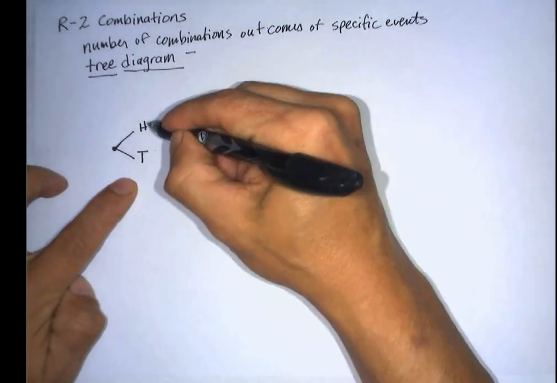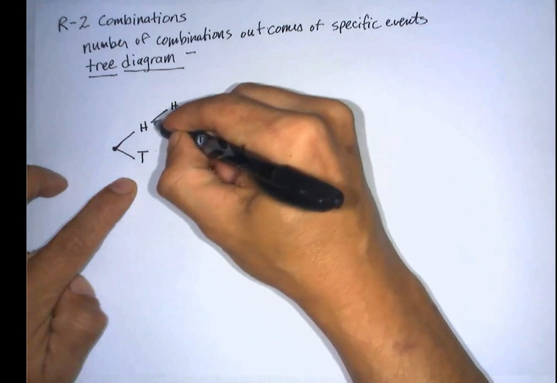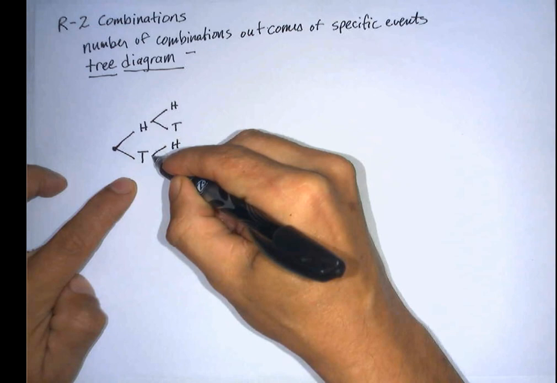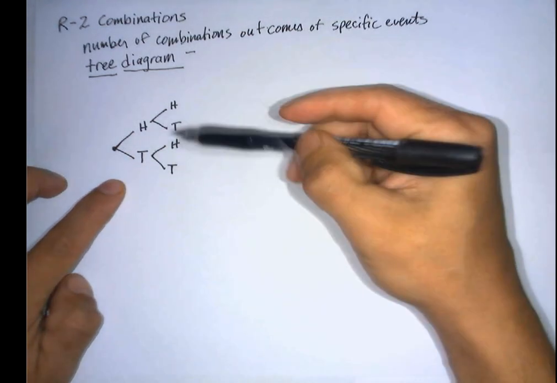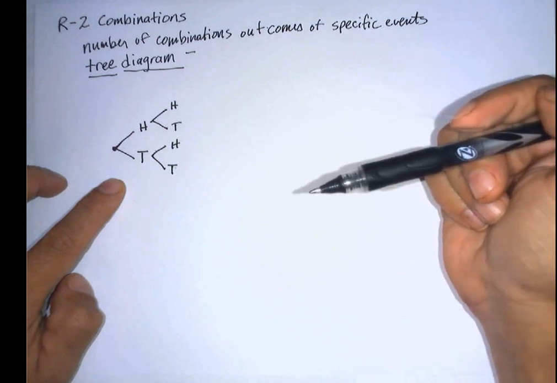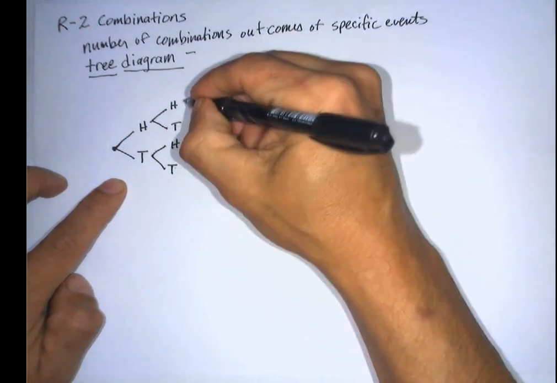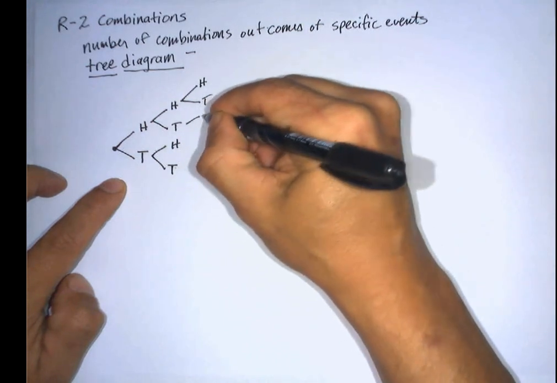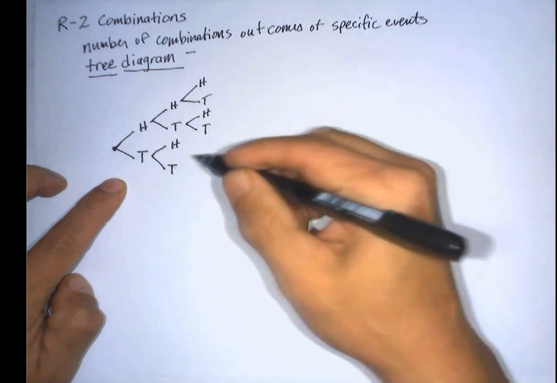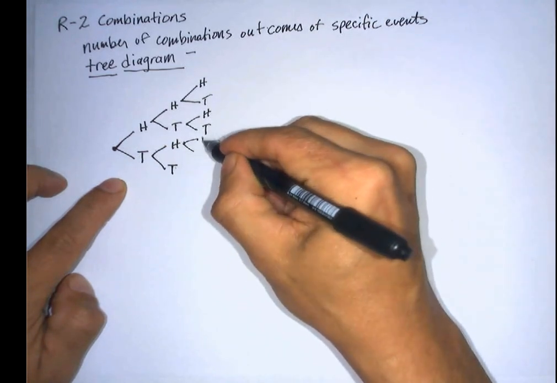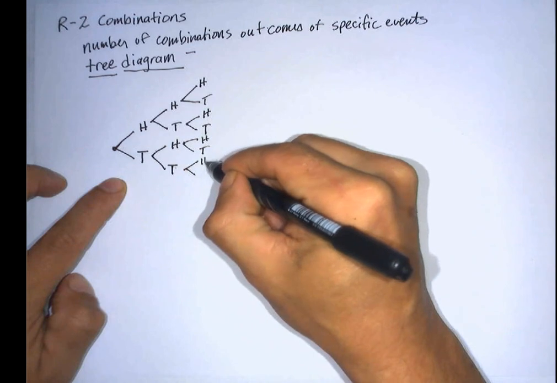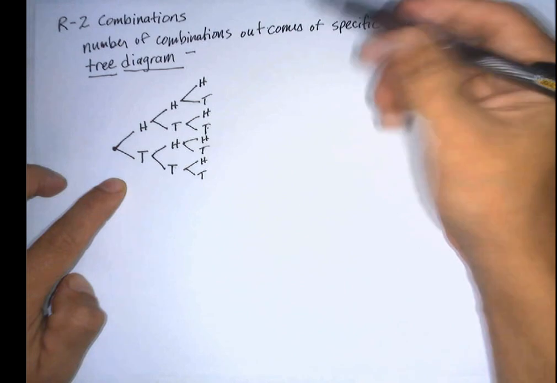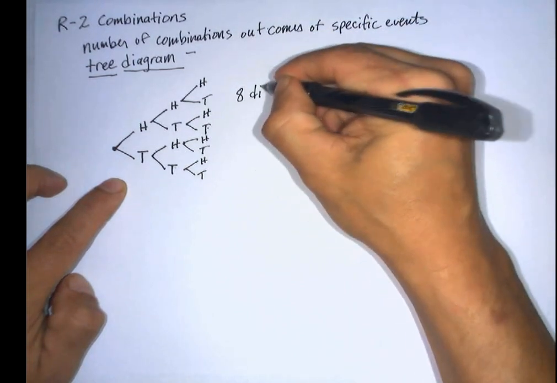And if I flip it again, this coin could be heads or tails. And this coin could be heads or tails. So now there's four different outcomes. One, two, three, four. So if I flip it again, this one could be heads or tails. This one could be heads or tails. This one could be heads or tails. And this one could be heads or tails. So now there's one, two, three, four, five, six, seven, eight different outcomes. And this is a tree diagram.